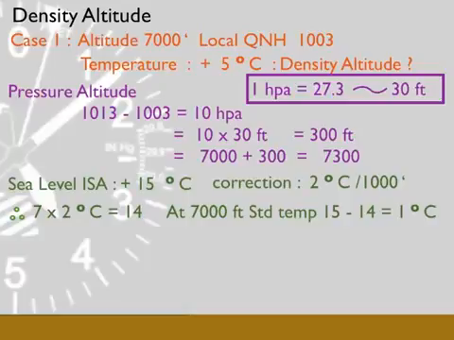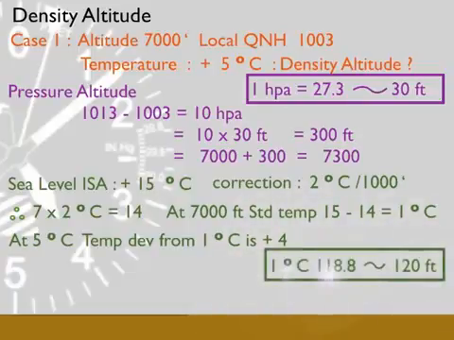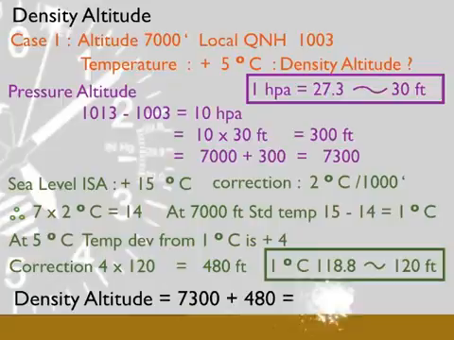We know that the lapse rate is 1.98, approximately 2 degrees centigrade per 1,000 feet. So, at 7,000 feet, the standard temperature is 1 degree centigrade. At an existing temperature of 5 degrees, the deviation is 4 degrees. Correction for temperature is approximately 118.8, which approximates to 120 feet. Once again, this correction needs to be added, since the temperature deviation is positive. The density altitude works out to 7780 feet.